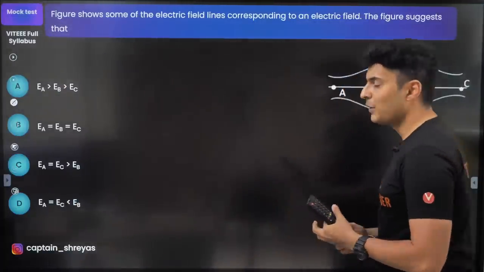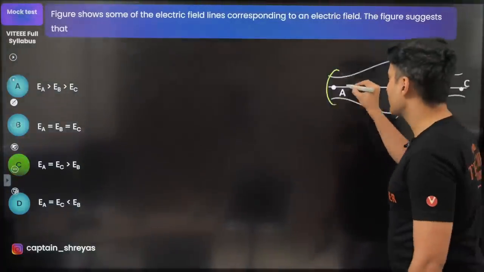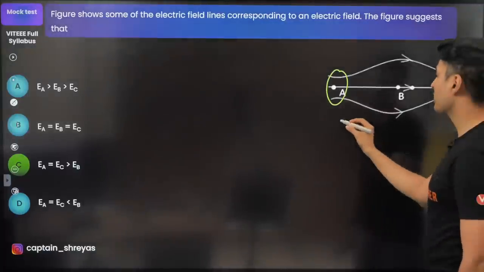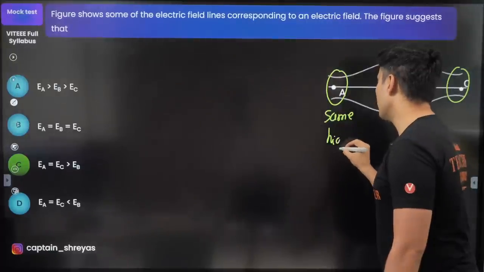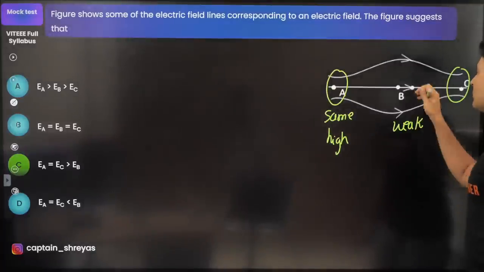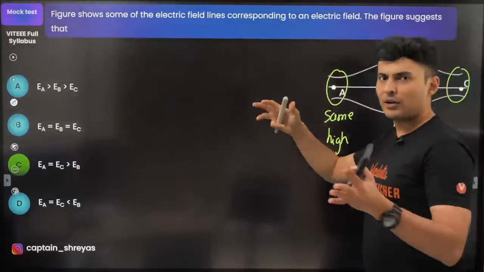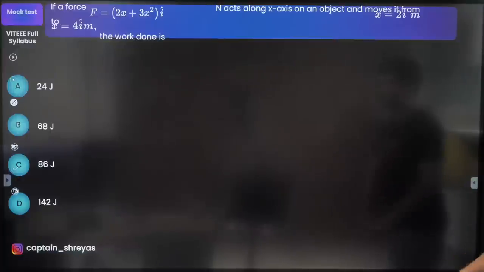Okay, option C. Very good, guys. Option C is correct because at this point and this point, the strength will be the same and it will be very high. It will be high, but here it will be slightly weaker. Why is it weaker? Because the field lines are far away. If they are close, it's strong. If it's far, it's weak. That's how it goes. Moving on to the next one.